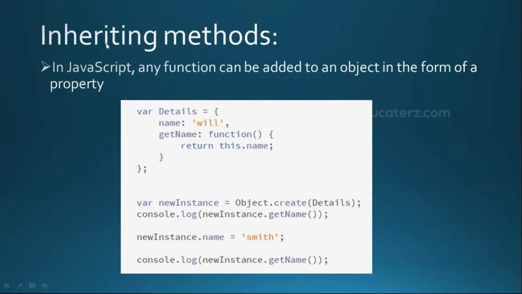Now coming to inheriting methods. In JavaScript, any function can be added to an object in the form of a property.